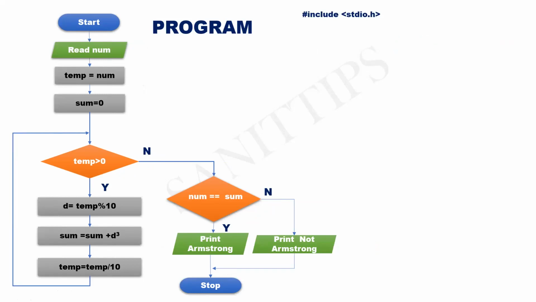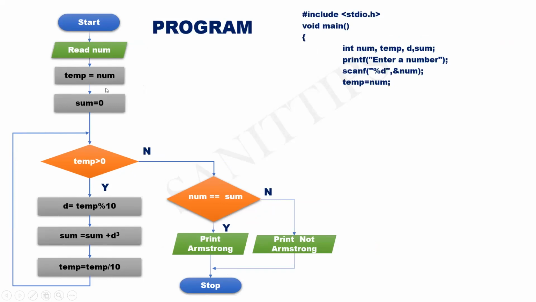Hash include stdio.h, void main, open curly brace. We require the variables num, temp, sum, and d. So int num, comma, temp, comma, d, comma, sum. Read num: printf, enter a number, scanf %d, ampersand num. Next it is temp equal to num. Next it is sum equal to 0.